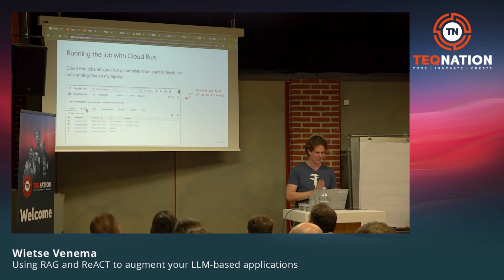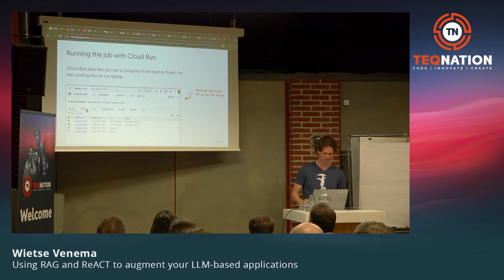So how did it go? The first decision I made: I work at Google Cloud, so I'm a bit limited in the options I can choose. But hey, I decided to run this job with Cloud Run. Cloud Run is a product in Google Cloud that lets you run a container from start to finish with a timeout of up to 24 hours. So that's good. Put my code in the container image, push it to Cloud Run, execute it, and I'll get the results back. Because I'm sophisticated and I'm not running this on my laptop, right? I'm sure you can relate to that.